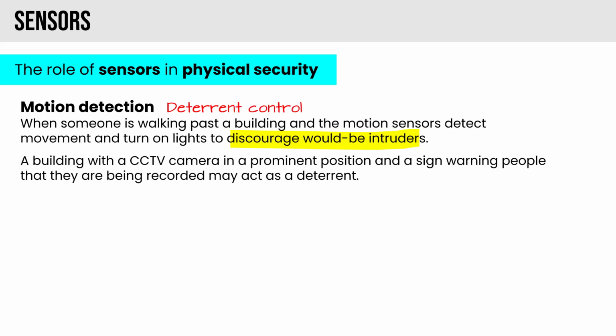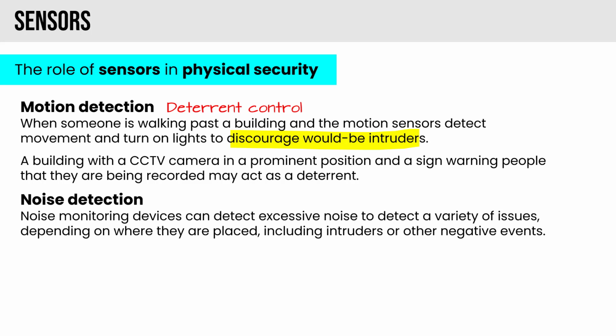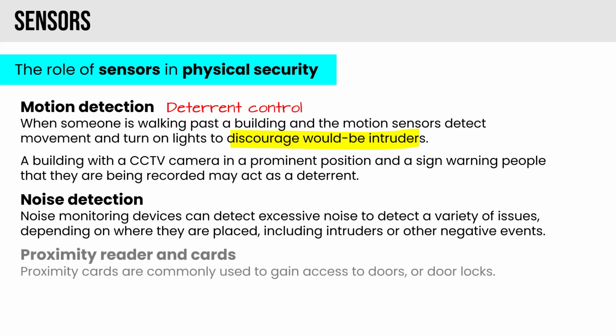A building with a CCTV camera in a prominent position and a sign warning people they are being recorded may also act as a deterrent. Then there's noise detection. So noise monitoring devices can detect excessive noise to detect a variety of issues depending on where they're placed, including intruders maybe breaking a glass or other negative or destructive events.